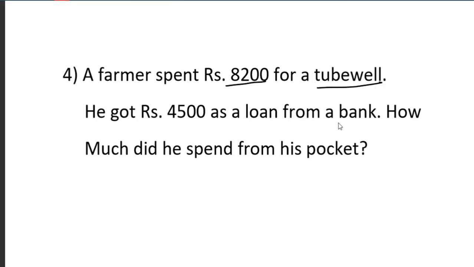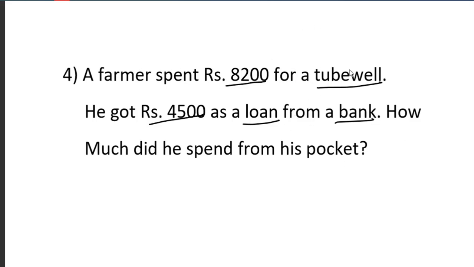Okay children, but he doesn't have that much amount, so he took a loan. Loan means we borrow money from a bank. So he took a loan from a bank. How much amount did he take as a loan? That is 4,500. So how much money did he spend from his own pocket for the tube well? That is what he is asking.